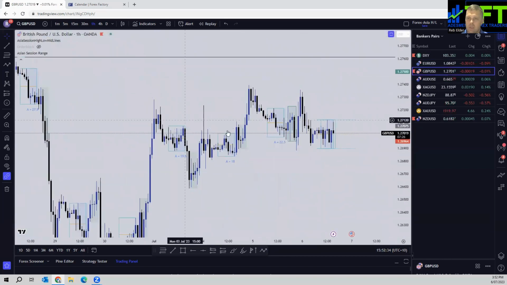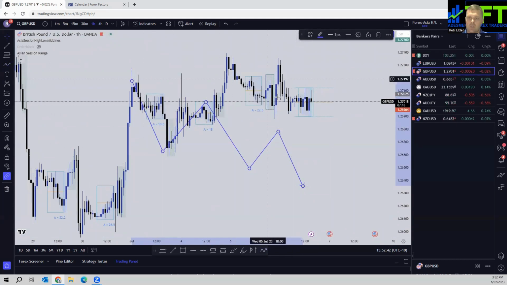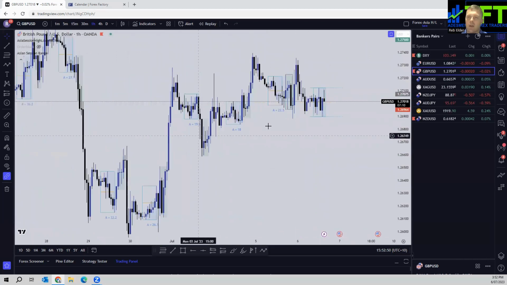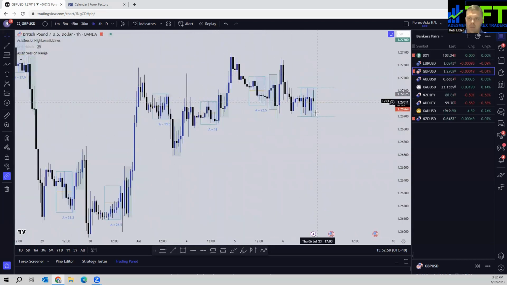GU's obviously just been consolidating sideways, whilst EU has been marching down like this. GU's just been consolidating sideways, but still generally pushing up. It is quite messy and hard to trade this sort of price action at the moment. But the basis of it at the moment is still long. We are creating higher highs through here. We're not really coming down and setting too many lows.